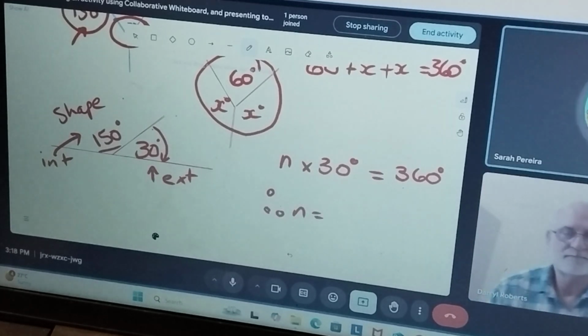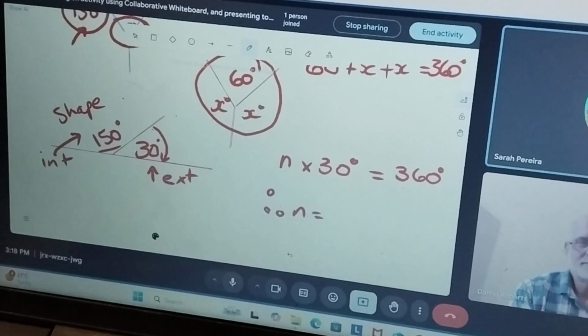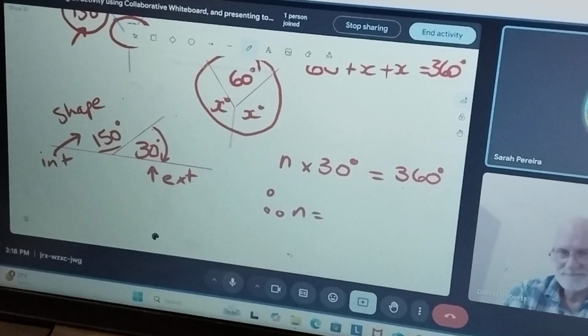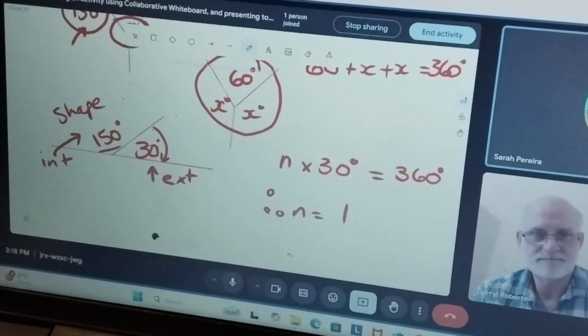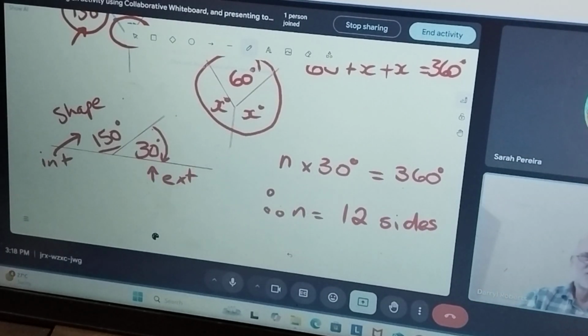N will be 60. No. Don't listen to me. N will be 30, 12. Done. 12 sides. Yay!